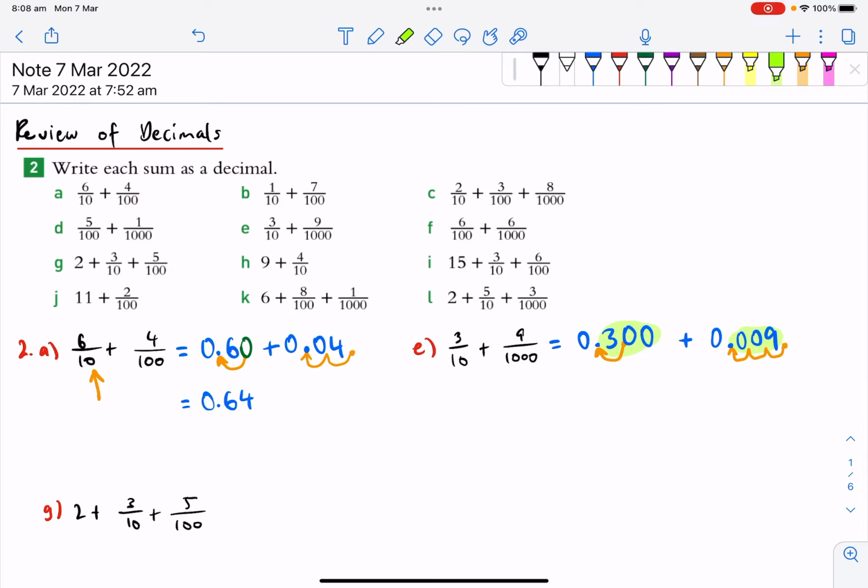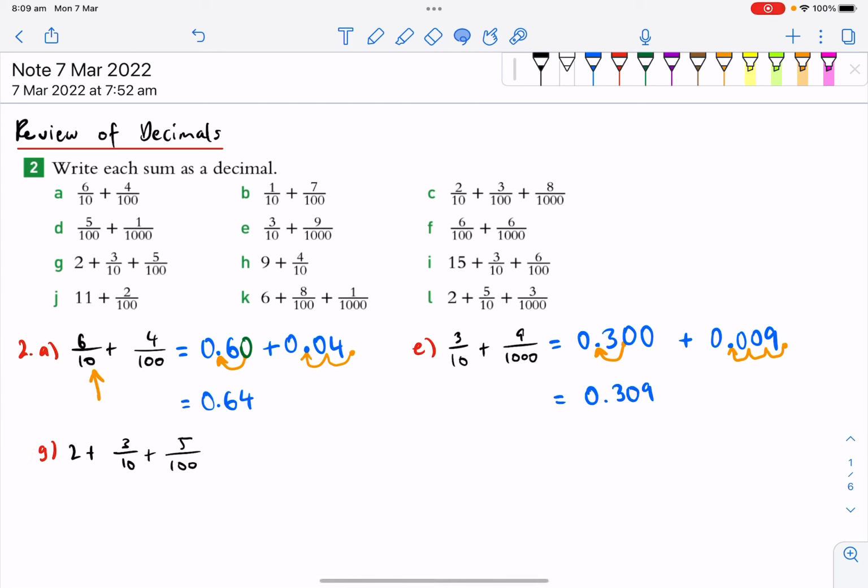So we can clearly see now, this is basically telling us 300 plus 9. Okay, 300 plus 9, that's easy to do. It's like getting 309. And let's add that. So we get 0.309. And we're done. So as you can see, it's nice and straightforward.